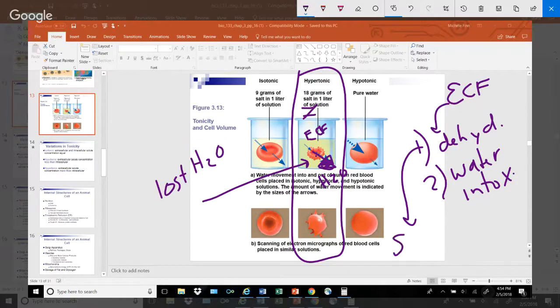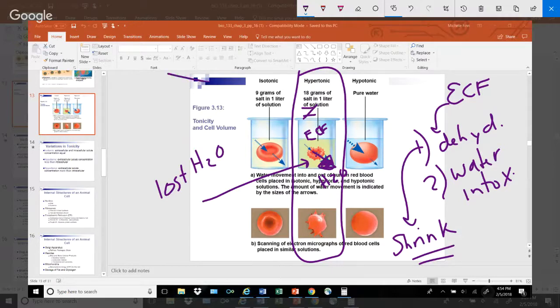Your cells will shrink. Not good. Typically, when your cells shrink, you get symptoms. Your mouth gets dry, you get a headache, you feel thirsty, you hope to drink some fluids to replace what you've lost. But what if it's a serious situation? That's when you need to go into the hospital and get fluids.